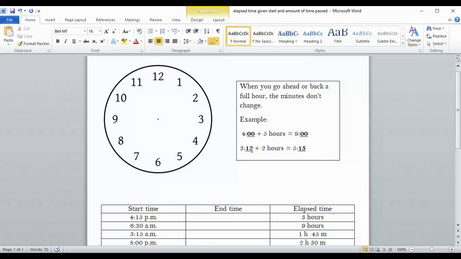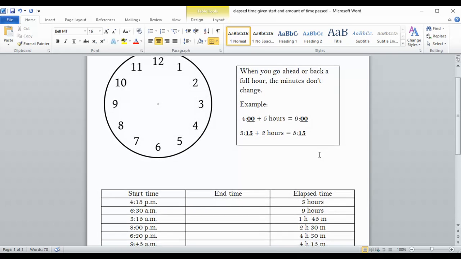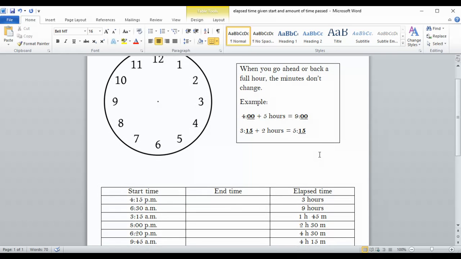The same goes as if it was 3:15 and you went ahead 2 full hours. You would go from 3:15 to 4:15 to 5:15. So the numbers in the minutes did not change at all. They stayed at 15. All right, that was just a little bit of a review from our last lesson. And so we're going to start off fairly easy here.